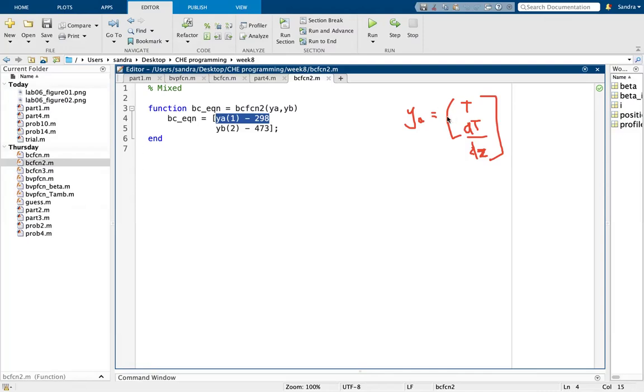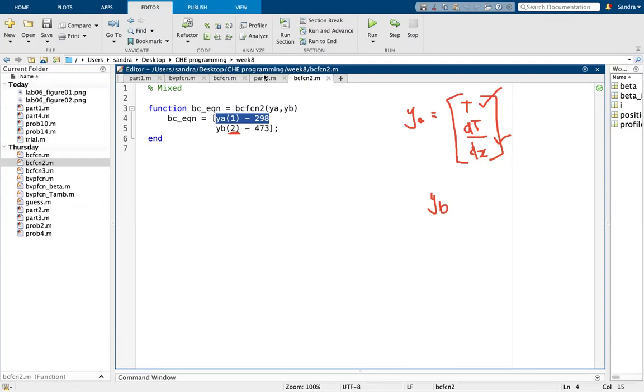I think I should increase this. So similarly you have YB also. In YA, which means the starting point, you know this value. In YB, you know the second entry. So what happens here? The index has to be varied. The gradient at YB, which is the second index, is equal to 473. You bring the 473 to the other side so that you can write it in equation format. So you write YB2 minus 473 is equal to 0. That will be the boundary condition value here.